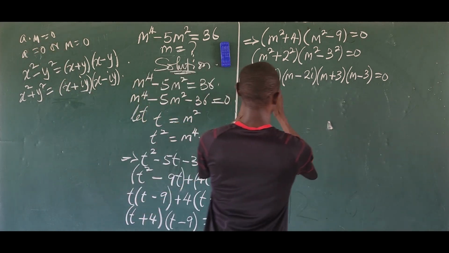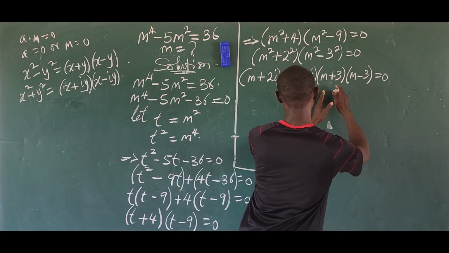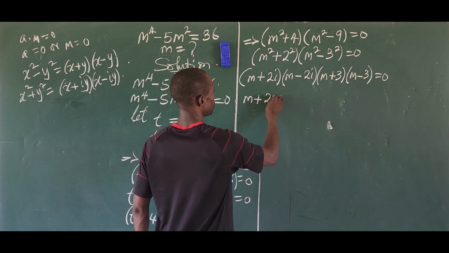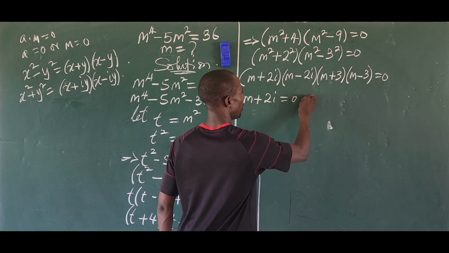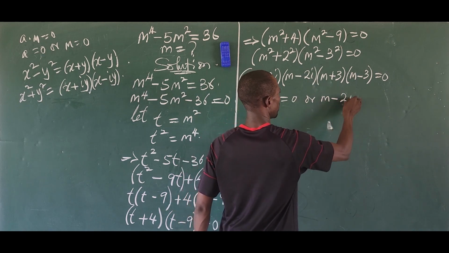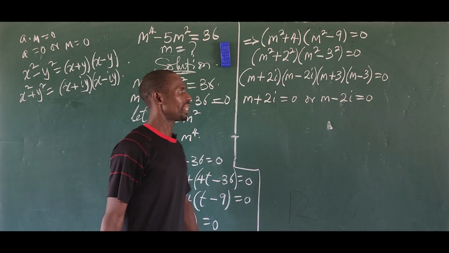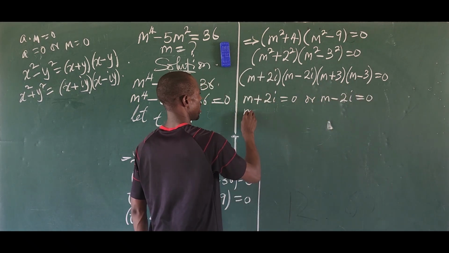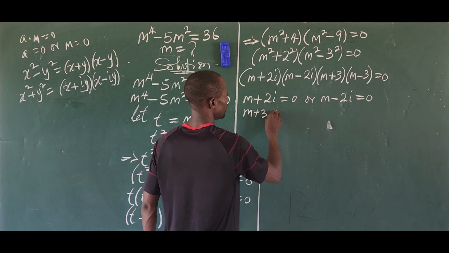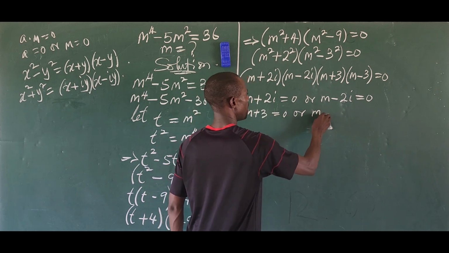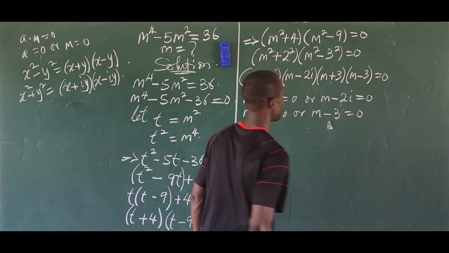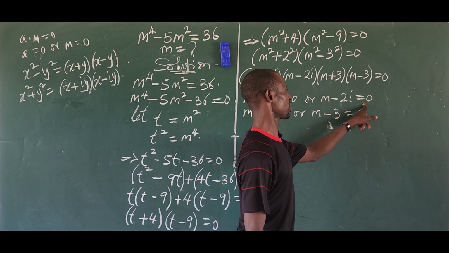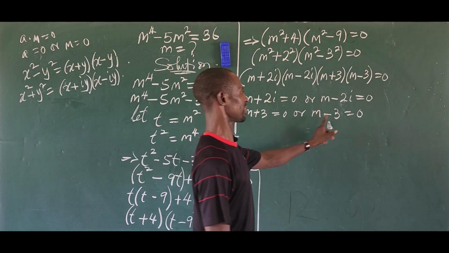Now, look at this law here. We're going to apply this law. Equate this to 0, equate this to 0, equate this to 0. So it means that the first one we're going to have m plus 2 iota is equal to 0, or m minus 2 iota is equal to 0. Then the second one, we're going to take this to 0, take this to 0. So this is going to give us m plus 3 equal to 0, or m minus 3 is equal to 0. So quickly send this to this side to give us minus, this to give us positive, this to give us minus, this to give us positive.